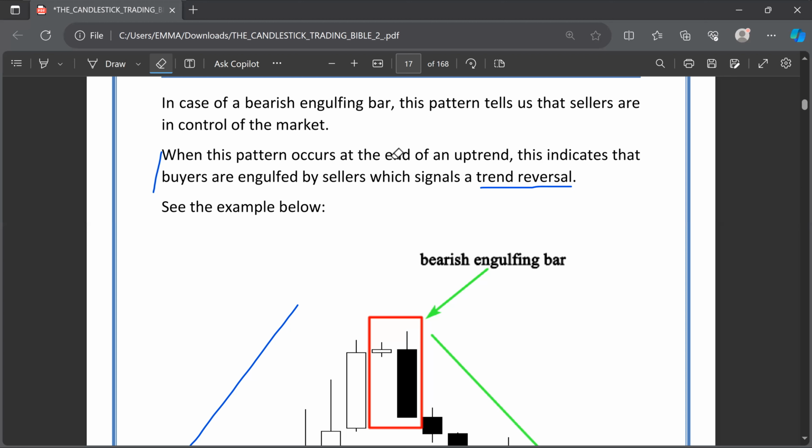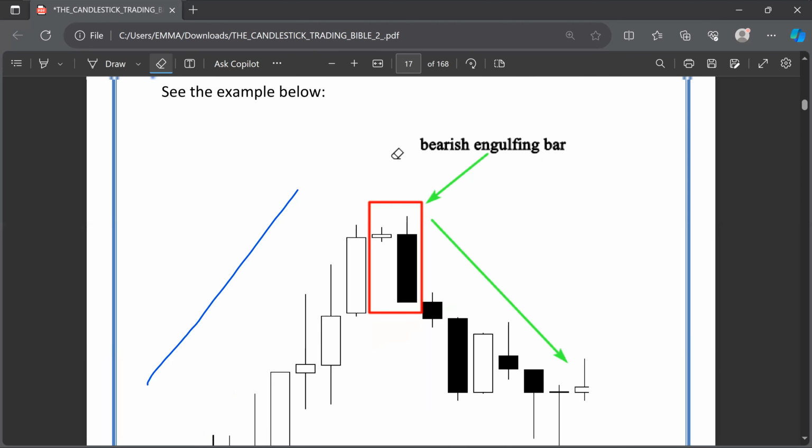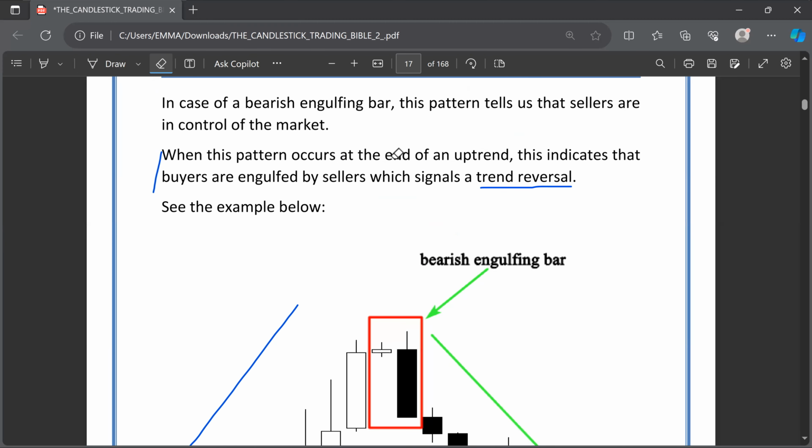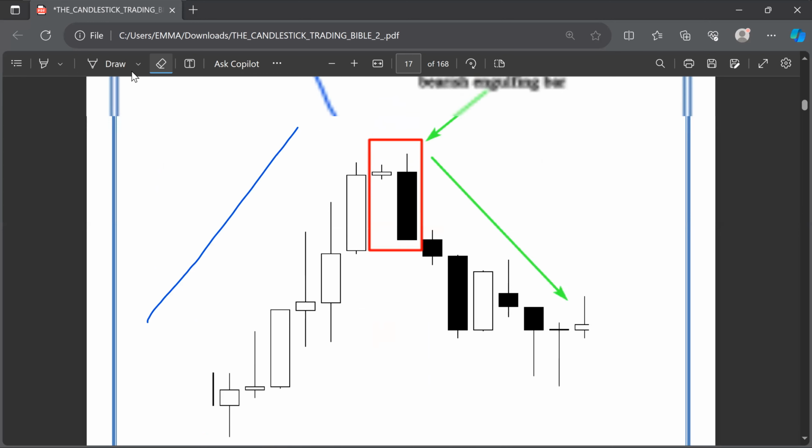So for a bearish engulfing pattern, we are saying that when we see such a candlestick formation form at the end of an uptrend, this indicates that buyers are engulfed. They are overpowered by what? Sellers, which signals a trend reversal. So whatever we are talking about here, let me simplify it so that you understand.